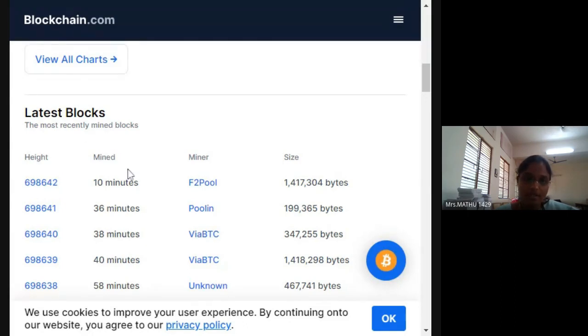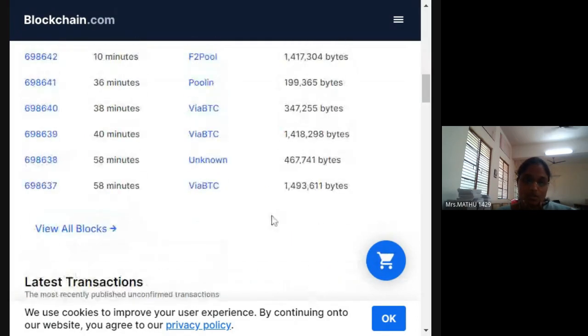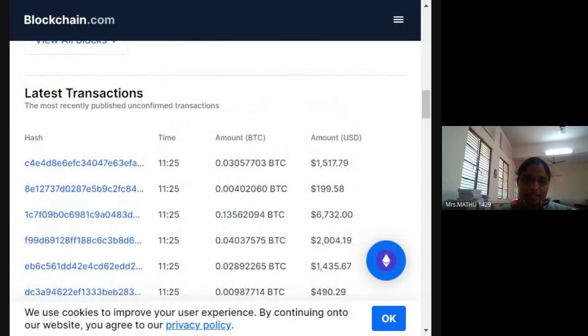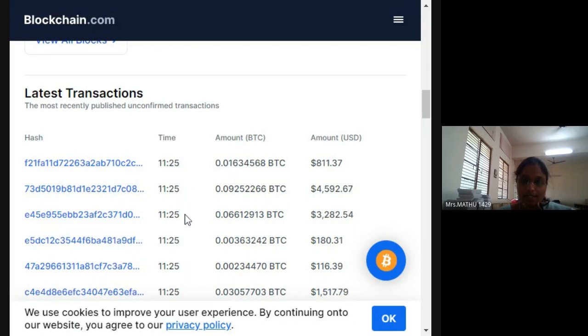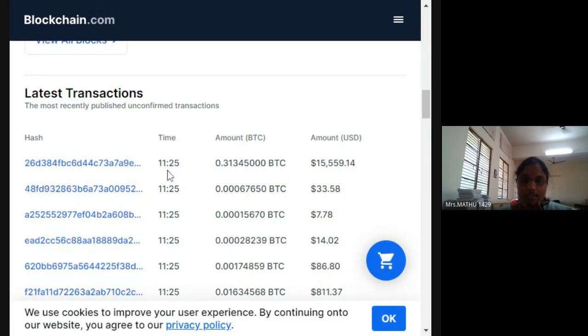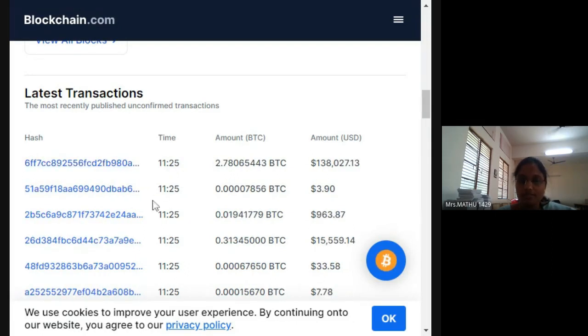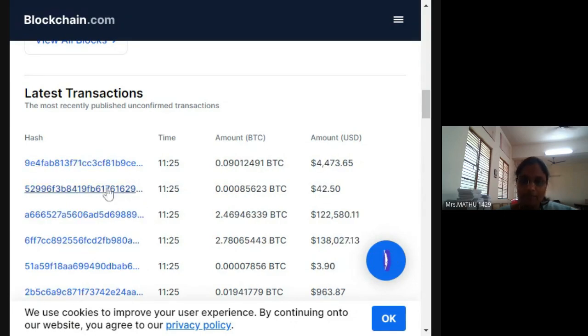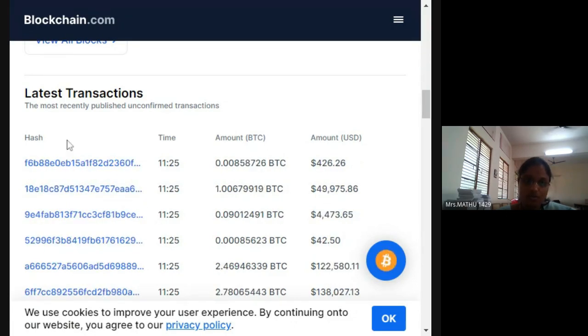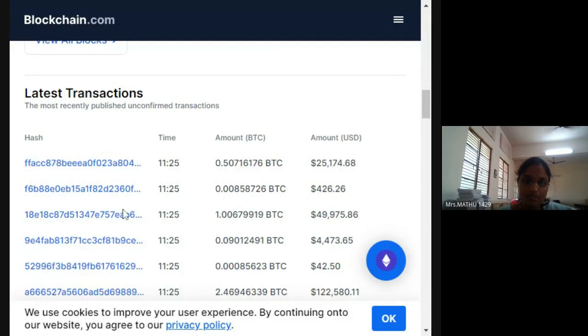You can see who is the miner of that particular block, when it was mined, that 10 minutes it took to mine that block, what is the size of the block and so on. And you can see here the latest transactions. You see that it keeps on updating. Now the time is 11:25, and there were some transactions going on in the blockchain network. So it keeps on updating.